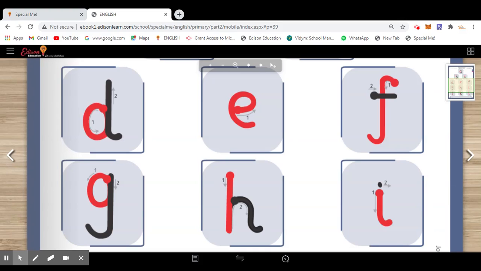Flamingos are flapping here. F, F, F, F, F. F is the sound of F. F, F, F, F, F.